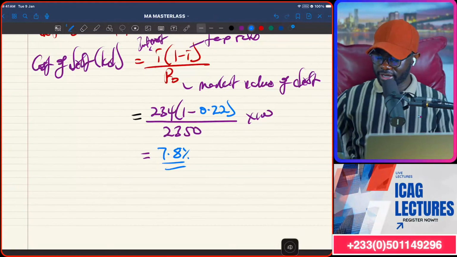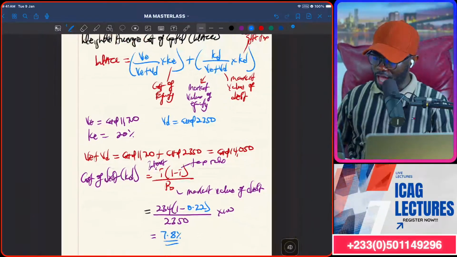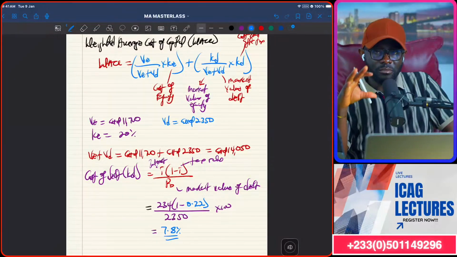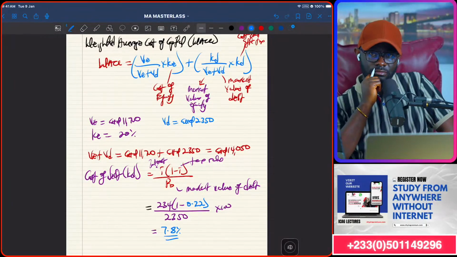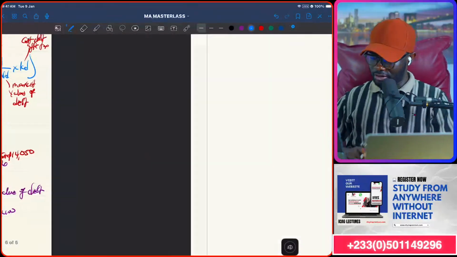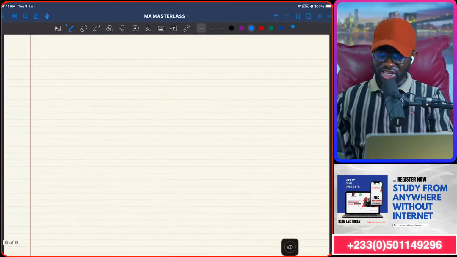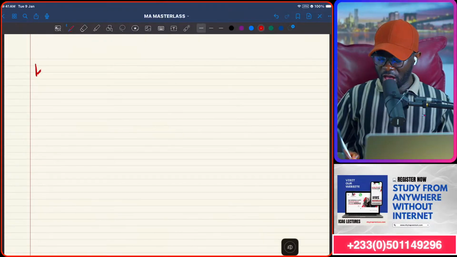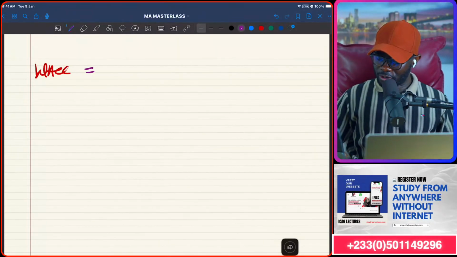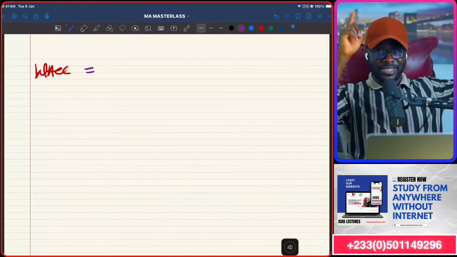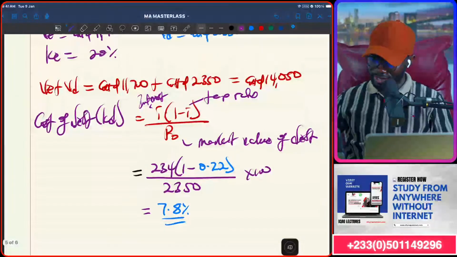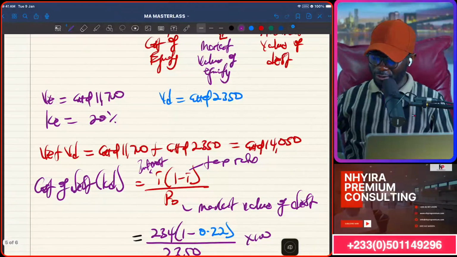So if you pay attention closely, now we have all that is needed to calculate the WACC. So now let's calculate the WACC. Nhyira, so all of these things, how many minutes, how many marks? I have told you, forget about the marks because nobody cares about your opinions about the marks. Understand the rule and go away.